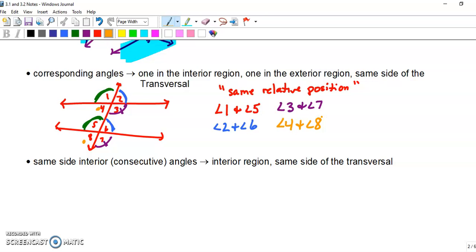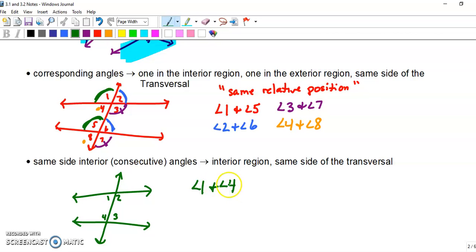We have one more type: same side interior, just exactly what it says. Some books refer to it as consecutive interior. So again, it's interior, so it's restricting it to these 4. Angle 1 and angle 4 are both interior, but they're on the same side of the transversal. Angle 2 and angle 3 are on the same side of the transversal, but interior.